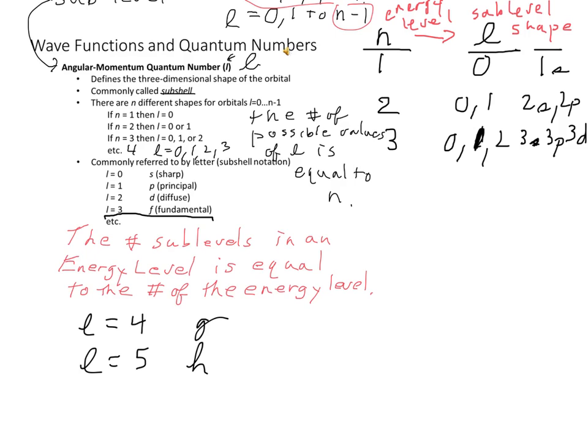If we were to keep this party going, our fourth energy level, principal quantum number 4, could have angular momentum numbers of 0, 1, 2, 3. So we would have a 4s, a 4p, a 4d, and a 4f. So now we've met our second quantum number.